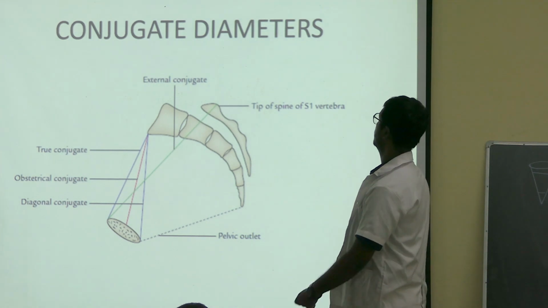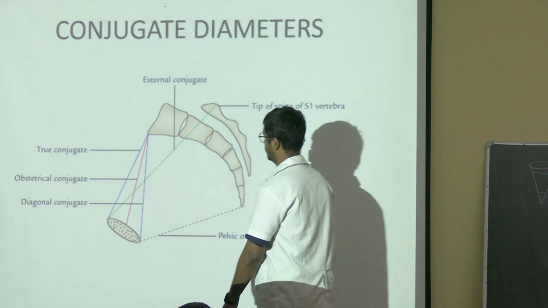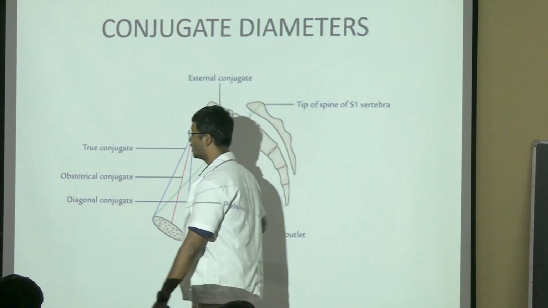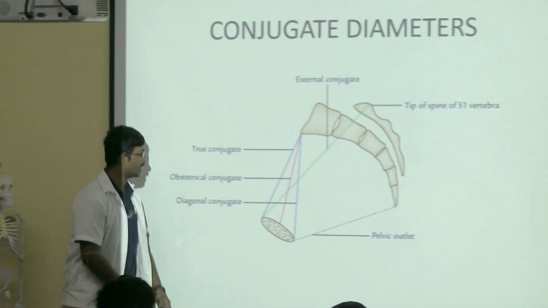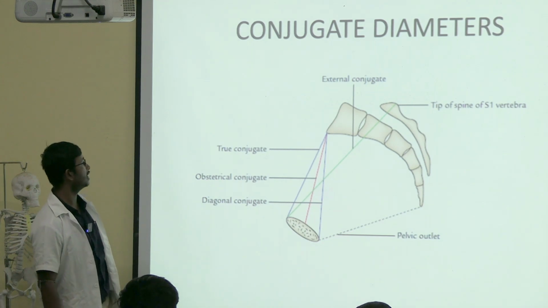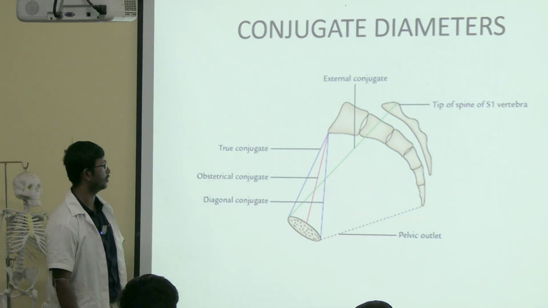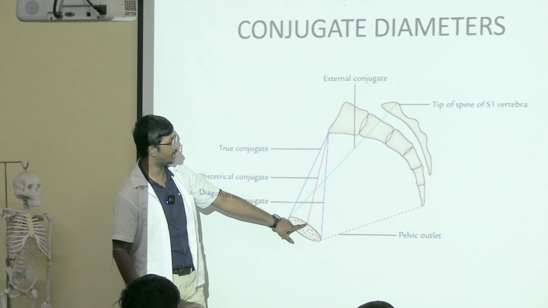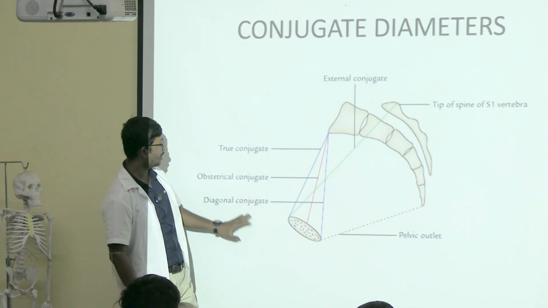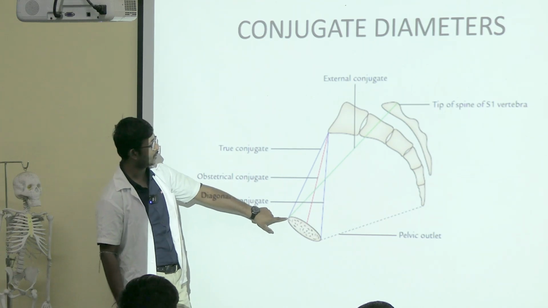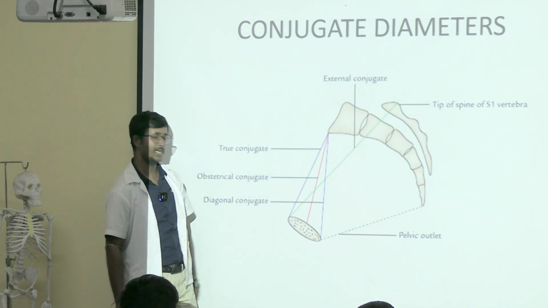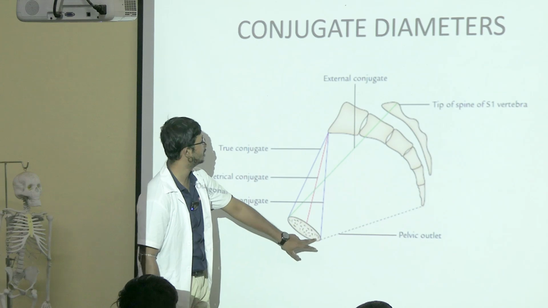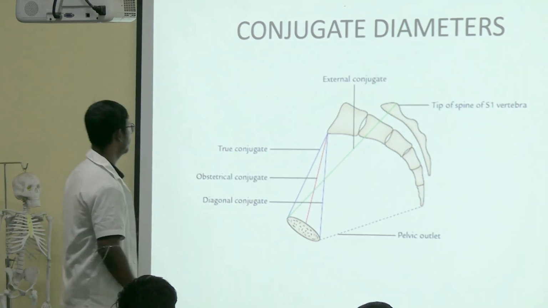Now these are your conjugate diameters. Conjugate diameters means your anteroposterior diameters. These are necessary for proper passing of the fetus. Here you will see there are three conjugates. One is your obstetrical conjugate, another is your true conjugate, and the last one is your diagonal conjugate. The obstetric conjugate starts from the posterior middle portion of your pubic symphysis up to the sacral promontory. The true conjugate starts from above the pubic symphysis up to the tip of the promontory. And the diagonal conjugate starts from the lower part of your pubic symphysis up to the tip of the promontory.